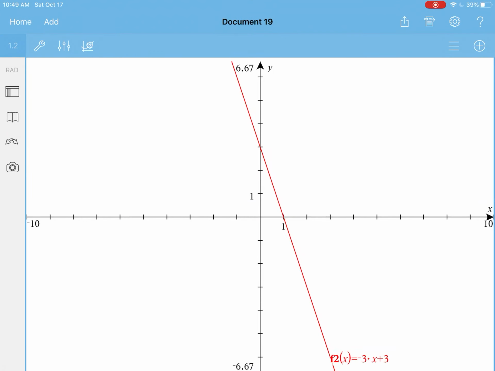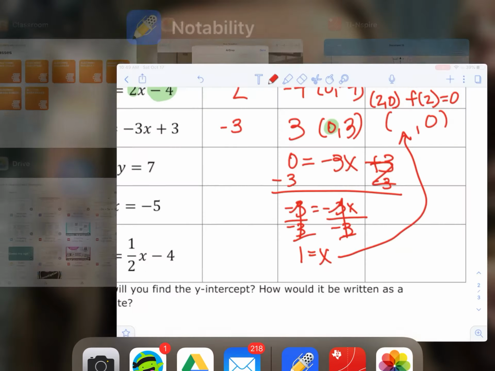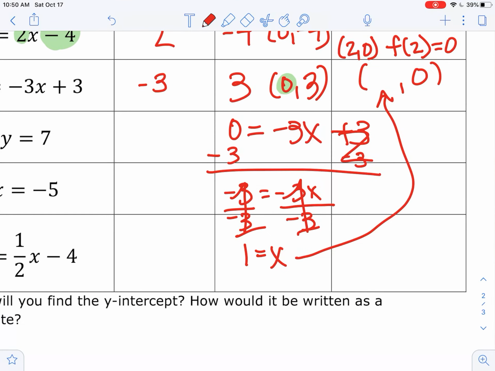Menu, trace, graph trace. All right, here's our y-intercept. If you look at the bottom, it says 0, 3. Awesome. Okay, let's go to our x-intercept. Look, it says 0, and look, it says 1, 0. So yes, this method of finding your x-intercept does work. However, you are going to have your calculator, so that'll be really easy for you to use.